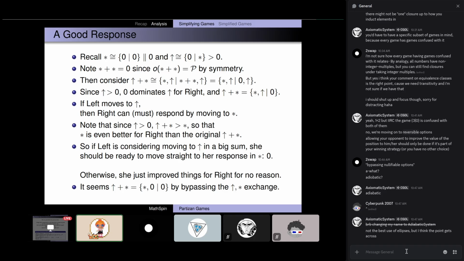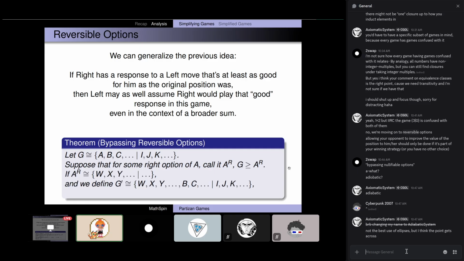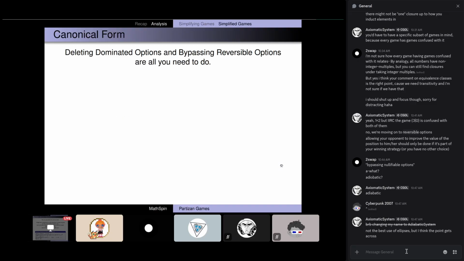Just as a reminder, one application of this theorem says that up plus star is actually as simple as star 0 bar 0. That was an application of this thing that I'm now claiming is a theorem in general. And as I said, there's a mirror version of this theorem: if some left option of G has a good left response that's at least as good for left, then right may as well skip past it, etc. Surprise, this is all you need to do.